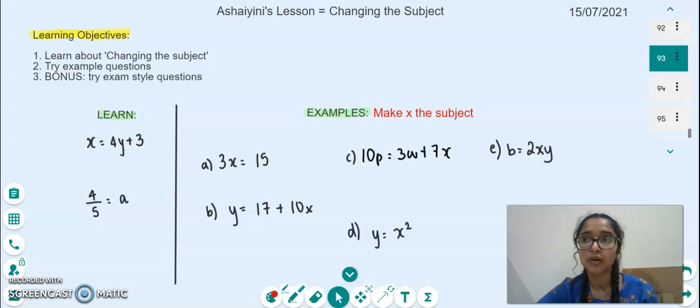So this topic will come back and forth as you do maths throughout the years, because a lot of changing the subject will be used in other parts of maths as well, so other topics. Okay, so let's start off.